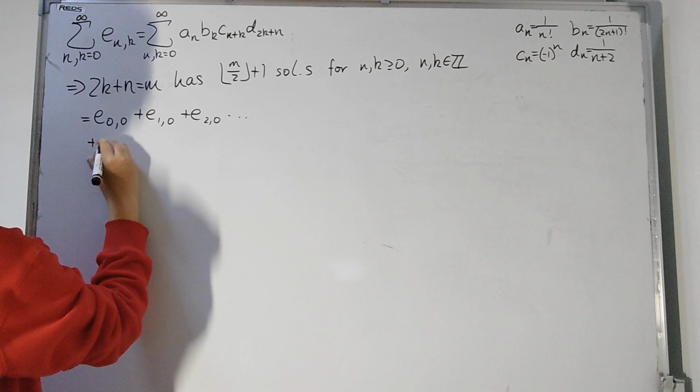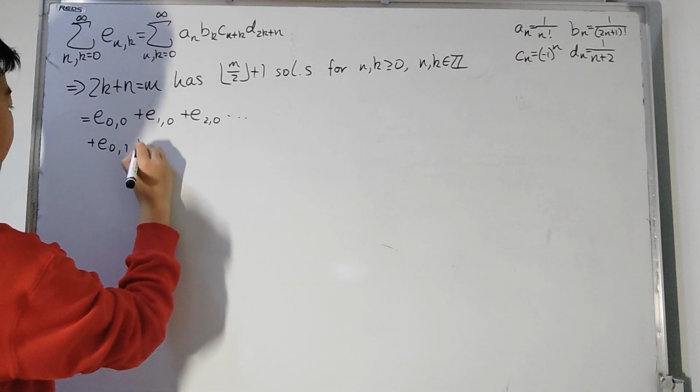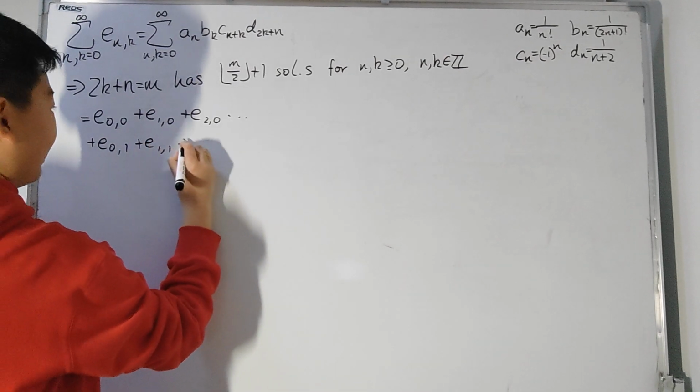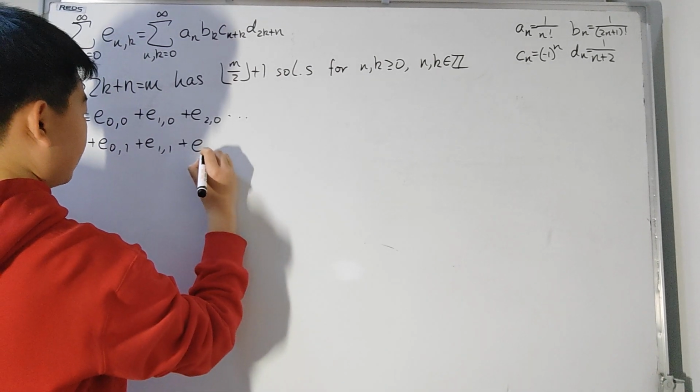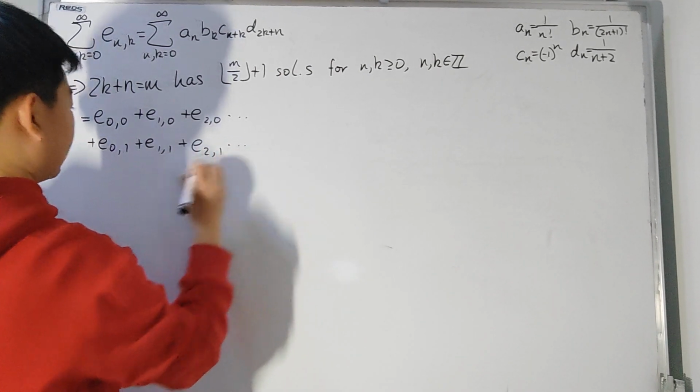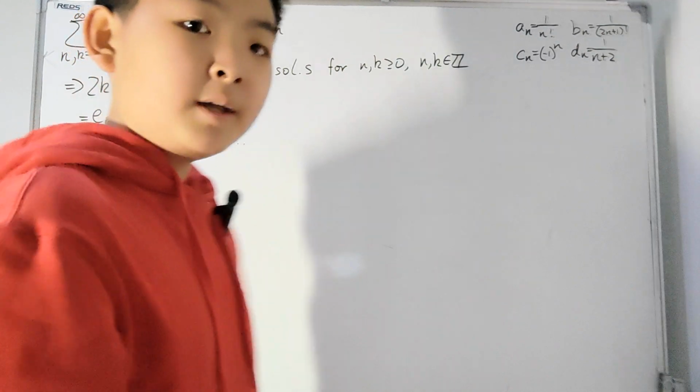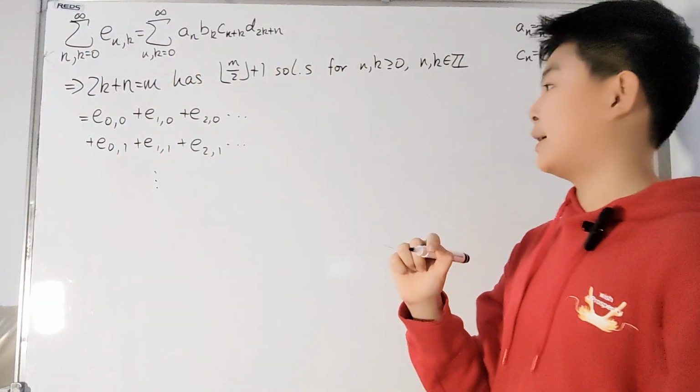And then plus e(0,1). And then plus e(1,1). And then plus e(2,1). And then it goes on forever, and this goes on forever as well. So that's basically what it means to have a double sum like this.